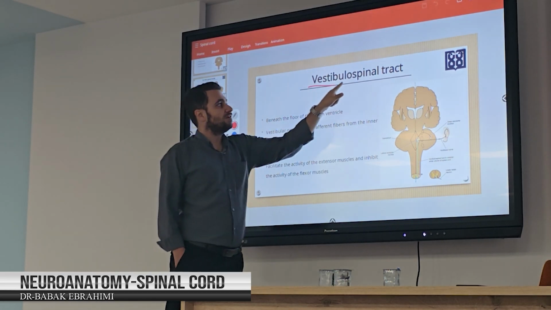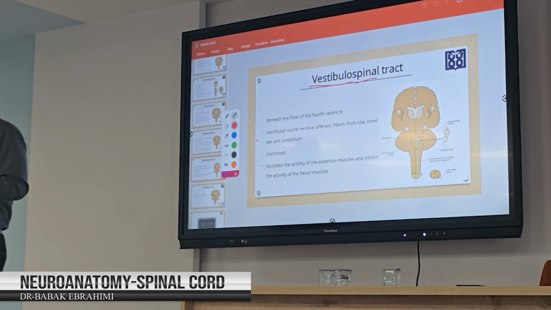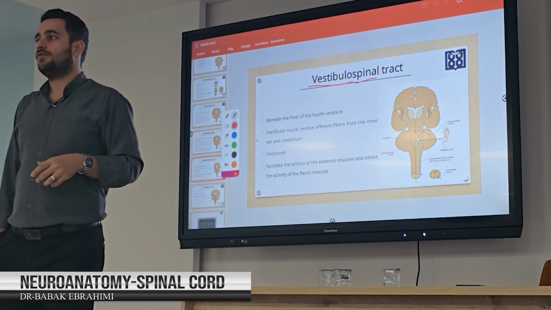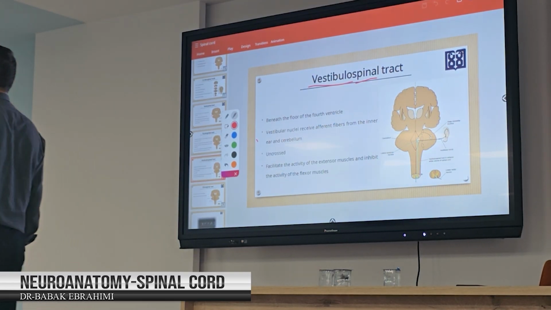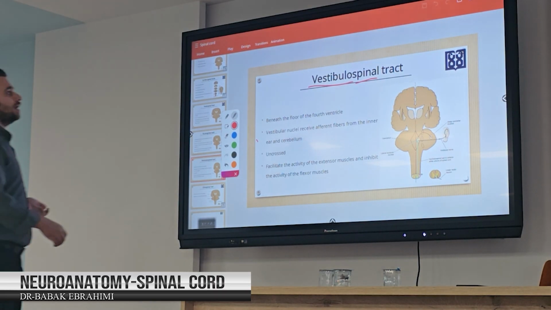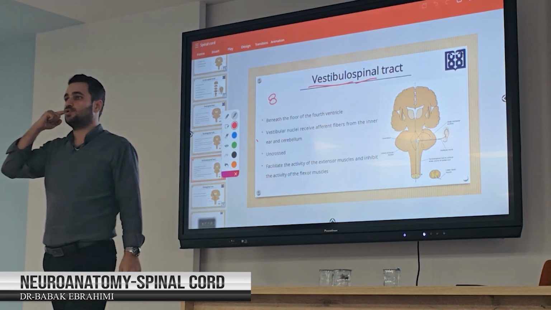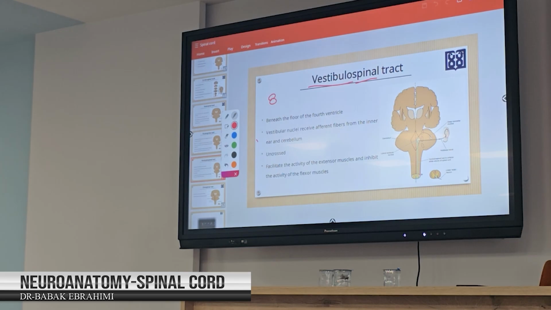Another tract, vestibulospinal. Did you remember what the vestibular part was? Vestibulocochlear. Which nerve? How many cranial nerves do we have? 12 cranial nerves. The 8th one was vestibulocochlear. It's related to hearing and balance.